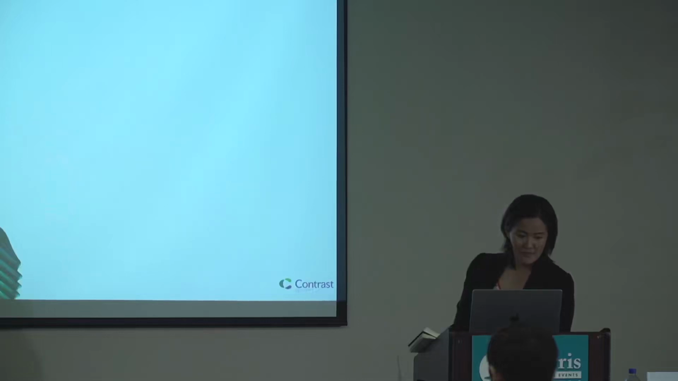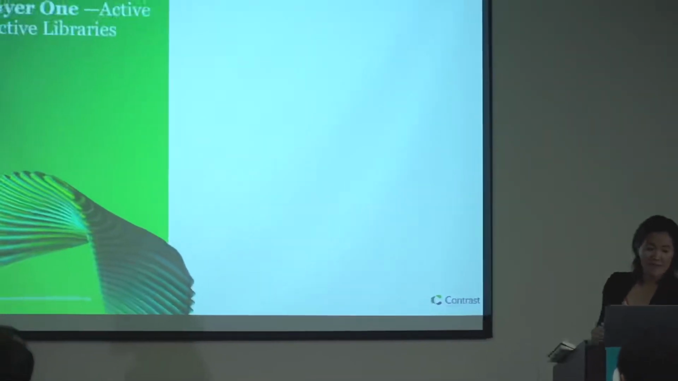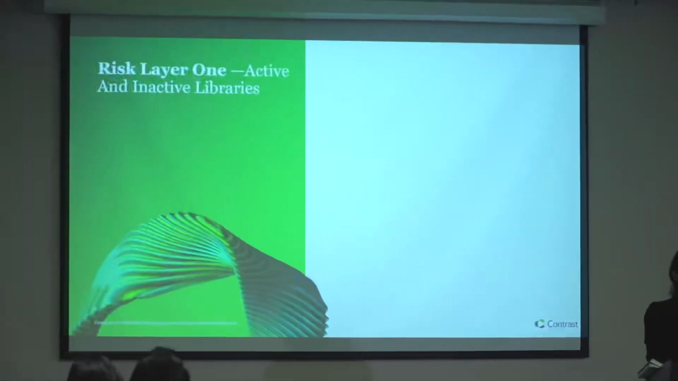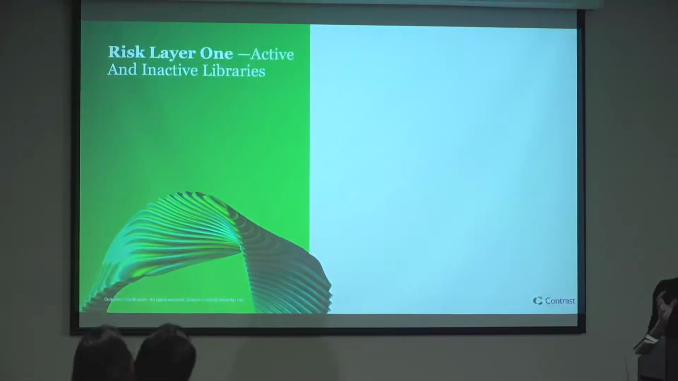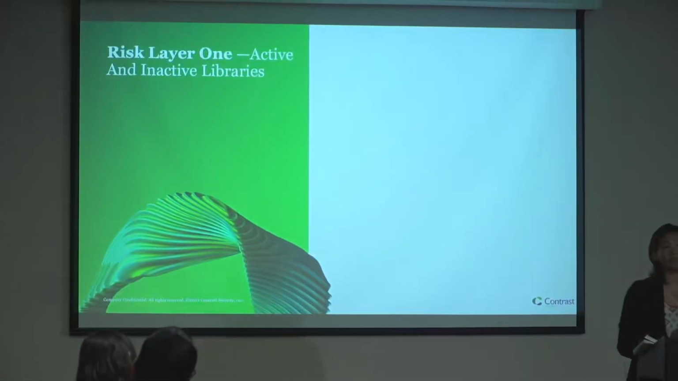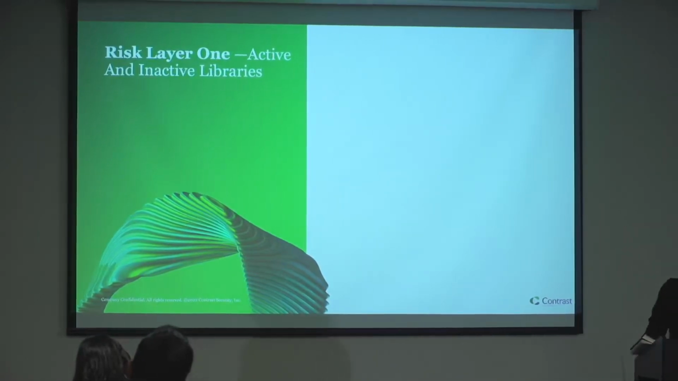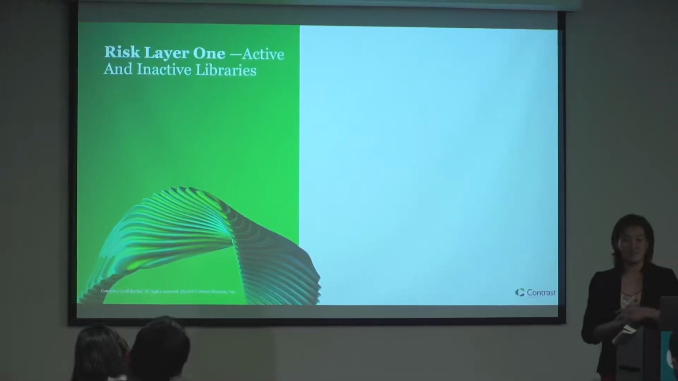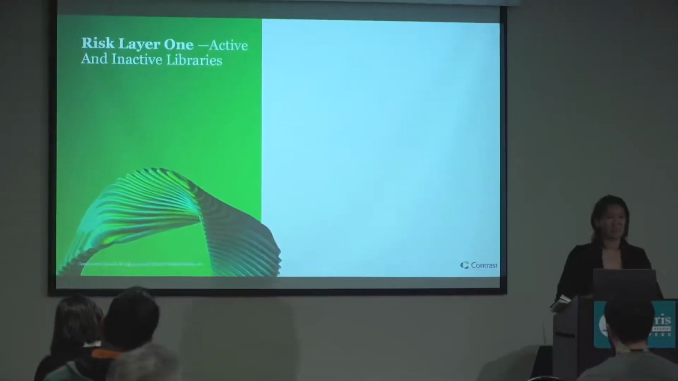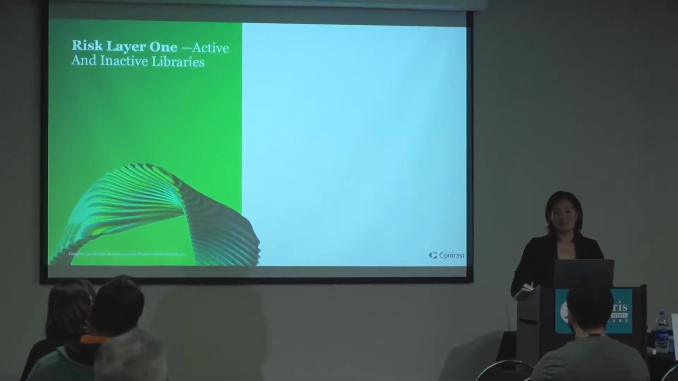All right. Now it's down to the good stuff. This is why you came here and paid all that money for me, right? Risk layer 1, active and inactive libraries. I mentioned this just before. But if you have all these dependencies and all these libraries, not every single one of them is going to be active. Who can guess what percentage, on average, across all applications, of libraries are actually being used by an average application? I could have said that way better.